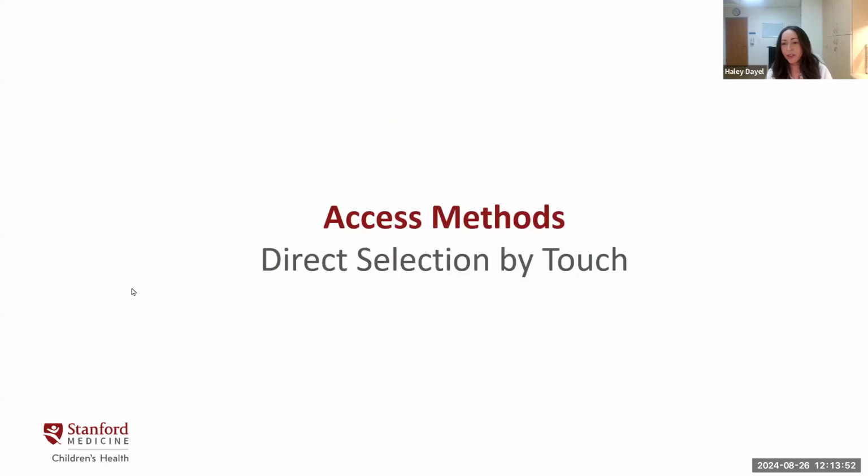So now let's move on to the different access setups that we might consider. First, we're going to start out with direct selection by touch, which is where a person makes the selection by physically touching the display. That's usually with a finger or part of the hand, but it could also be using another body part or another tool.